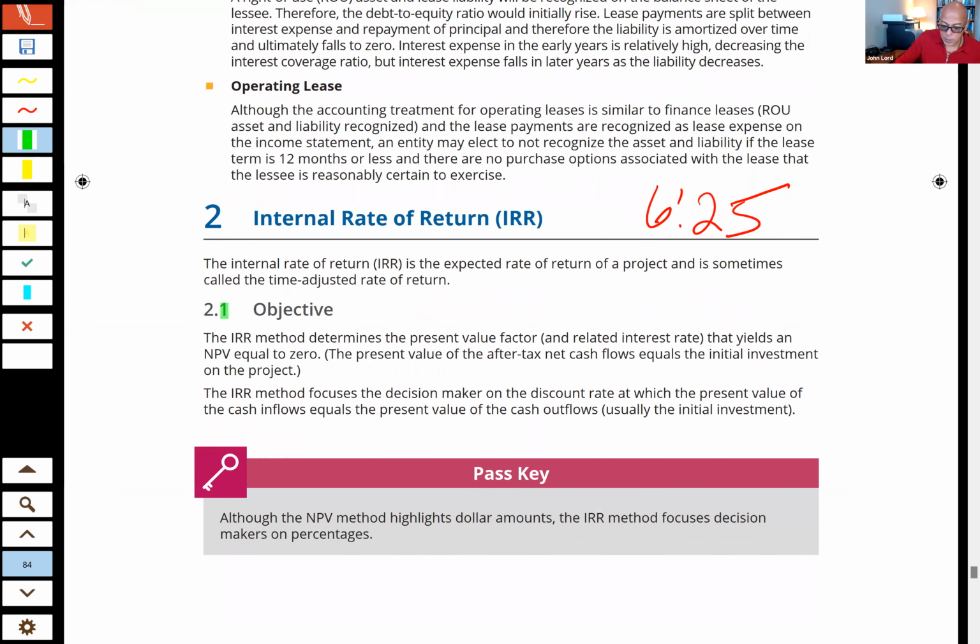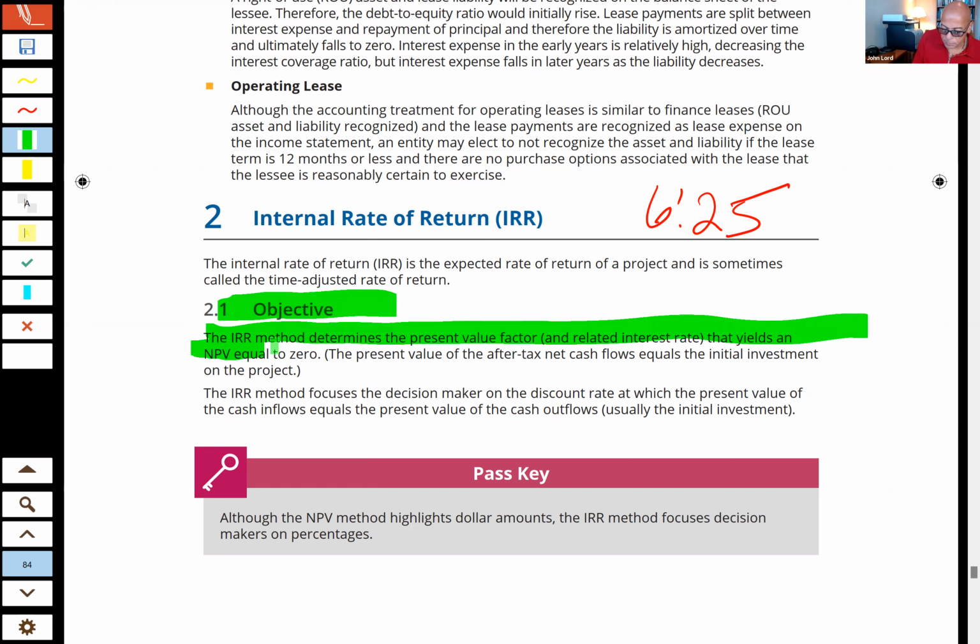When you look at the internal rate of return, the internal rate of return method determines the present value factor that yields a net present value equal to 0. So the internal rate of return method focuses the decision maker on the discount rate at which the present value of the cash flows equals the present value of the cash outflows, which is usually the initial investment.